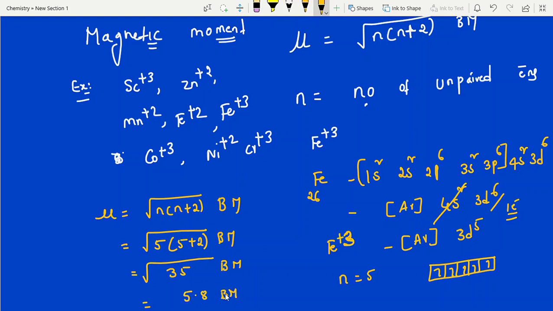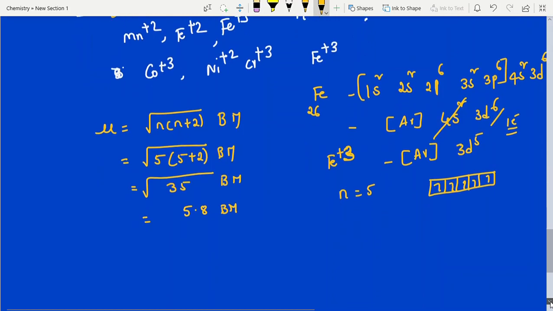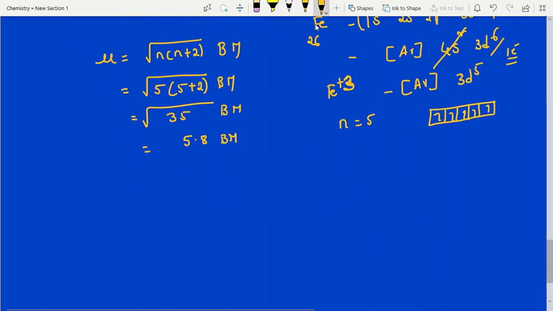Simple. Within 1 minute, this is how to give the answer. Let me write the key point. The remaining examples you can calculate and check. For scandium plus 3 and Zn plus 2, you will get n equal to 0. You can check it, students. Okay, I think this is already a lengthy video, so I am going to close this one, and in the next video I will explain the remaining points.